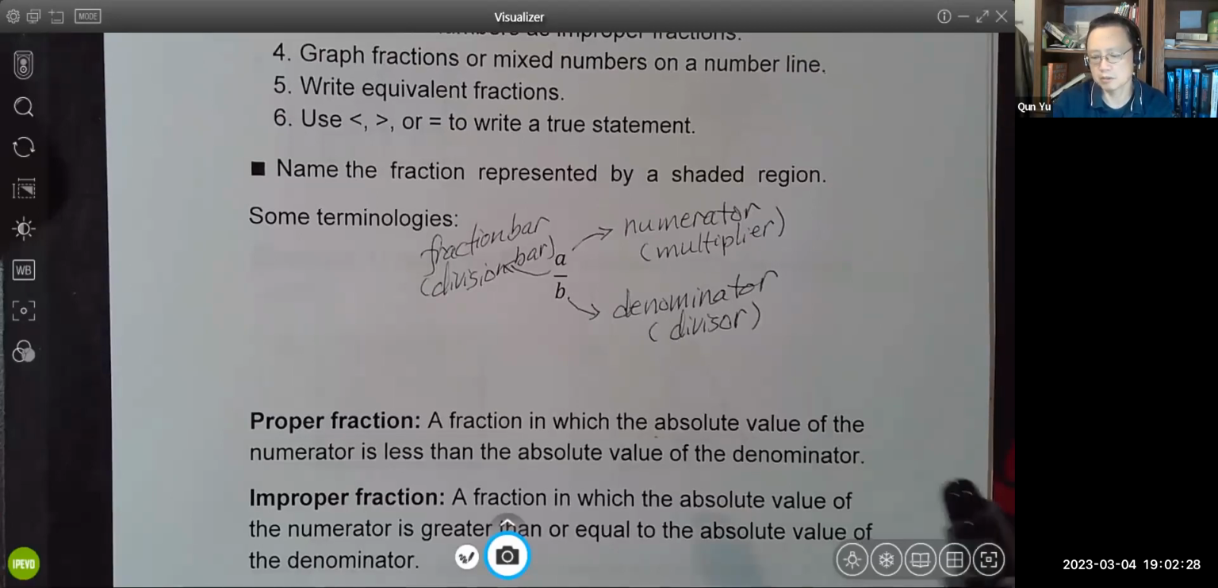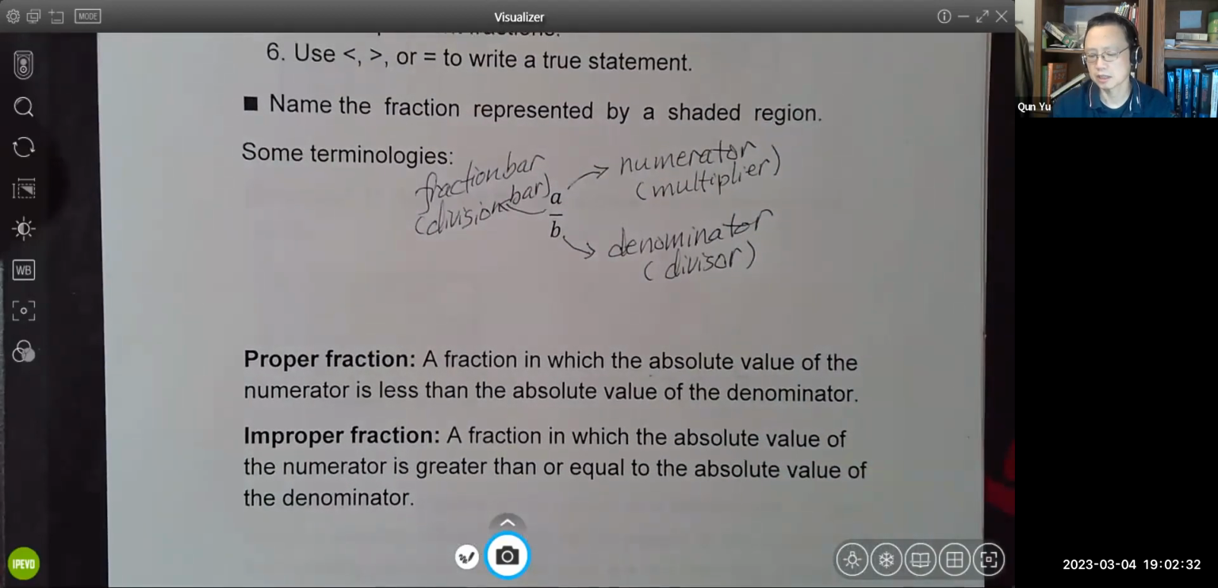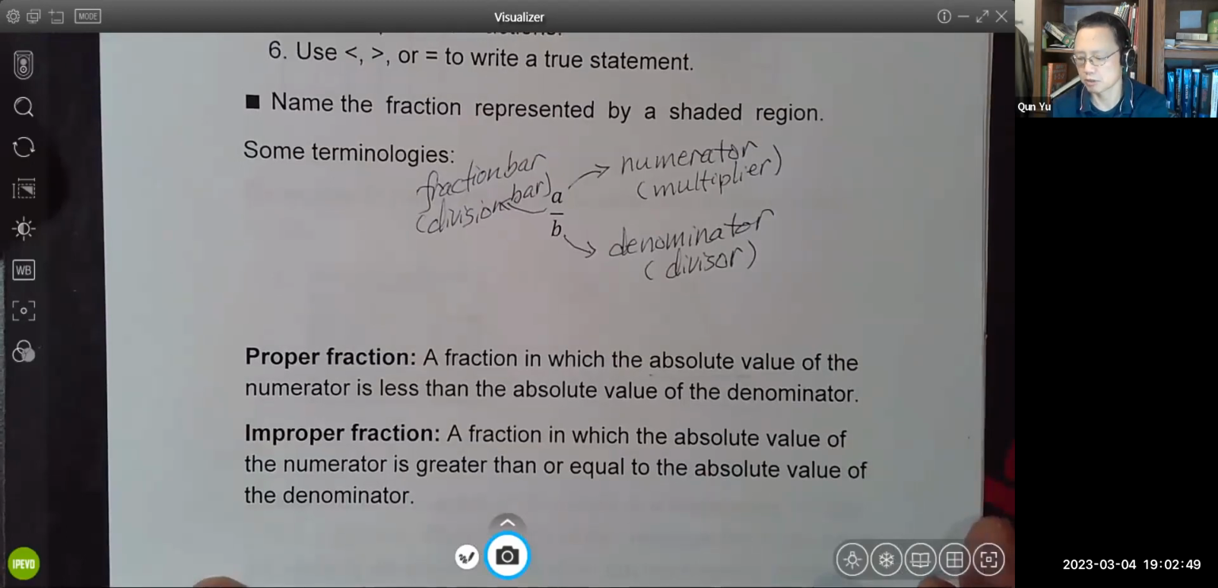Now, improper fraction, and this is also 2 numbers. The absolute value means we only look at numbers, we ignore the sign, okay? If the number on the top is equal to or greater than the number on the bottom, in either case, it is called an improper fraction.